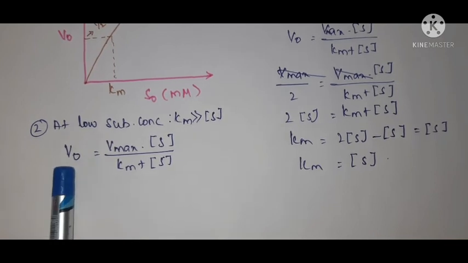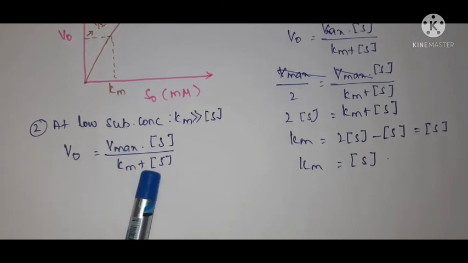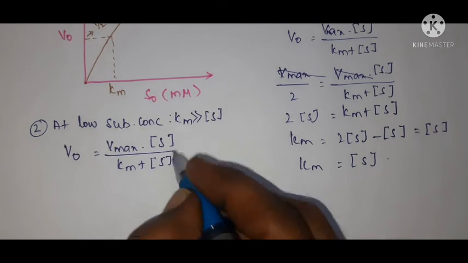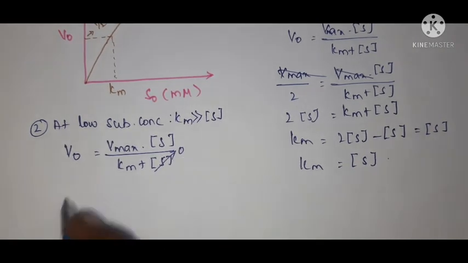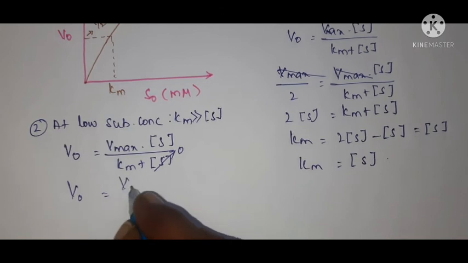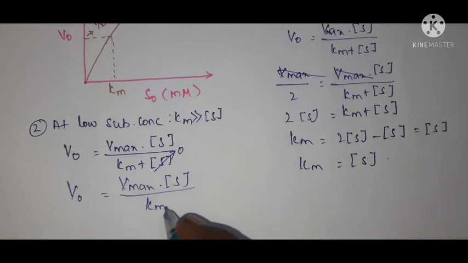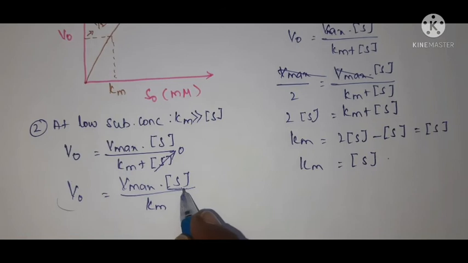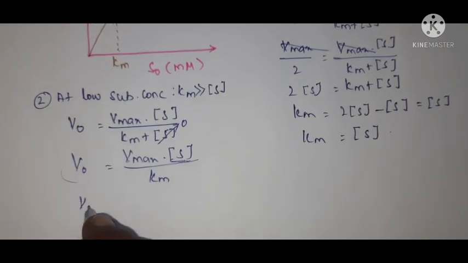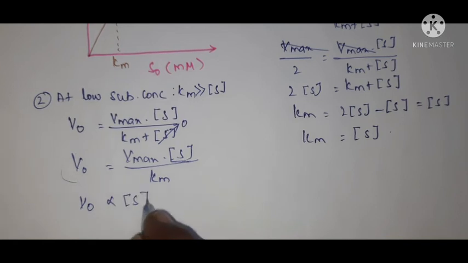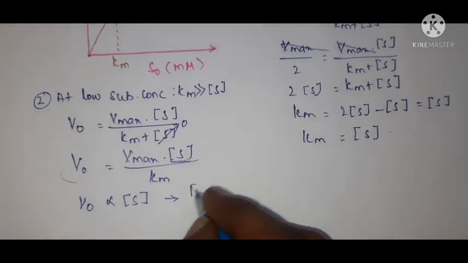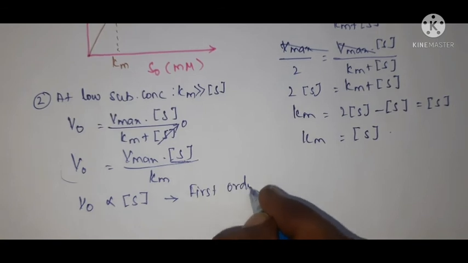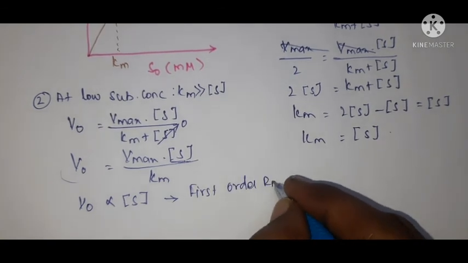Substitute in the equation V0 is equal to Vmax into S divided by Km plus S. Here the substrate concentration is much smaller than Km, so it is insignificant and turns to 0. So V0 is equal to Vmax into S divided by Km. So V0 exhibits a linear dependence on the substrate concentration, that is V0 is directly proportional to substrate concentration. So it obeys a first order reaction at very low substrate concentration.